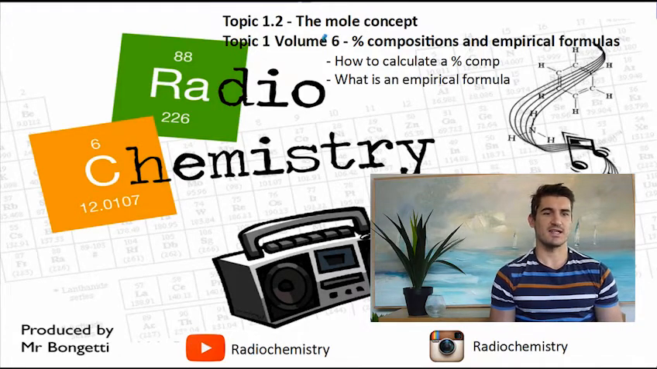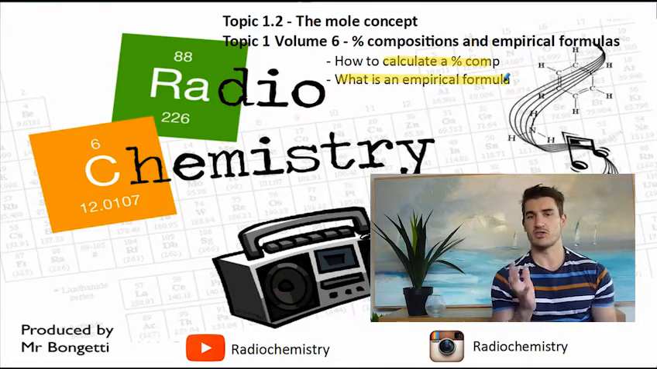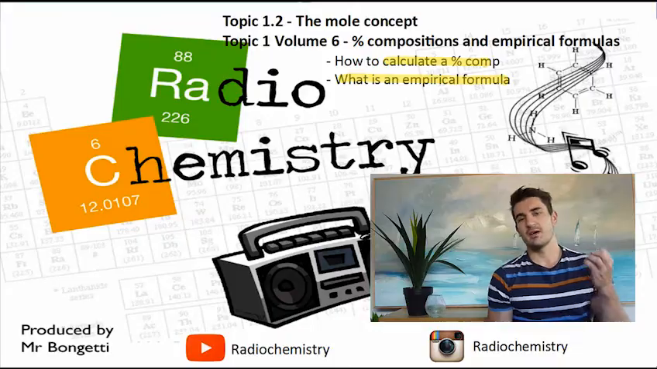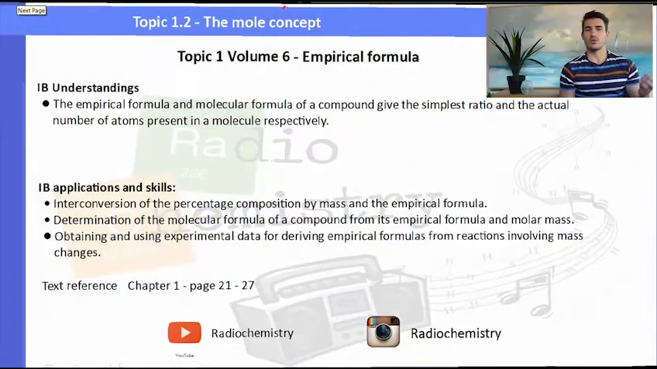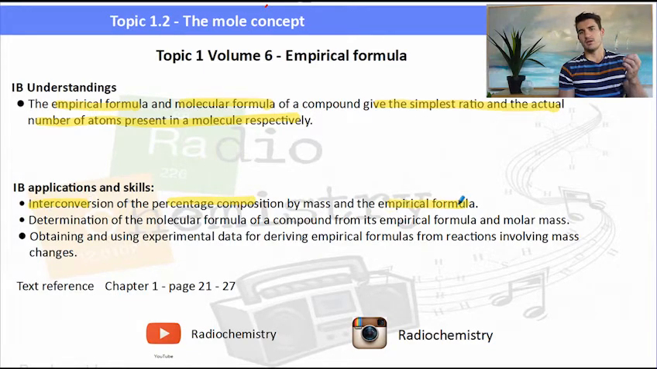The IB understandings are we need to know about empirical formulas and molecular formulas, and we need to know what they mean. We need to be able to convert between percentage compositions by mass and by percentage and work out the empirical formula. And then we need to be able to work out the molecular formula when we're given a molar mass and the empirical formula. We need to be able to apply those skills to different circumstances as well. Make sure you check out the text ref.